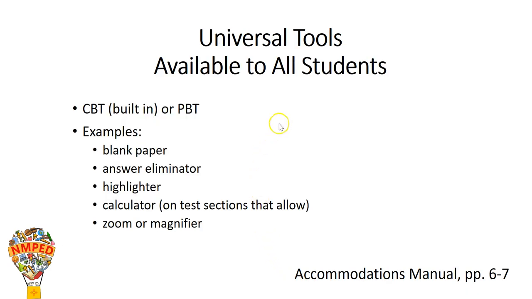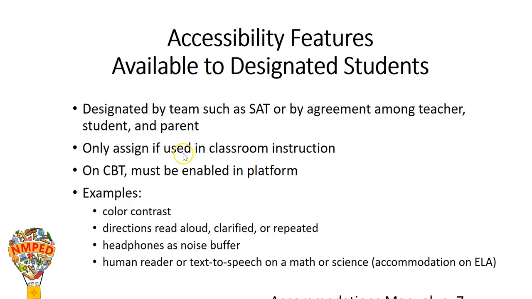So universal tools are for all students. Computers, they're built in. Examples: blank paper, answer eliminator, a highlighter, a calculator on specific things that are allowed, or zoom magnifier. Here again, I talked about the color contrast, directions, those types of things. Headphones as a noise buffer, human reader, text-to-speech when it's allowed.